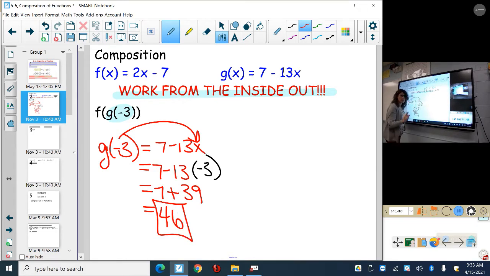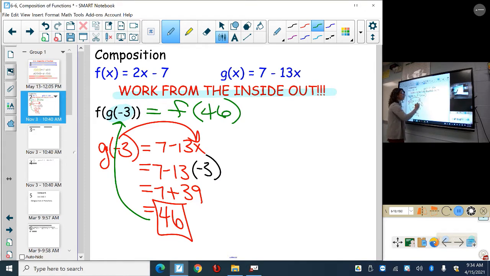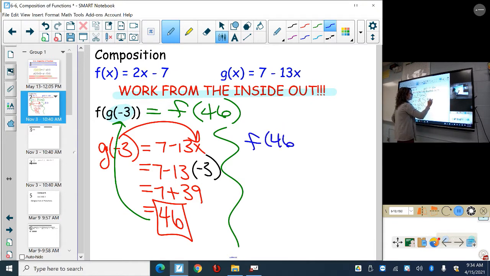So what this means is if I see g at -3, that is equivalent to the number 46. If I see 46, that is equivalent to g at -3. So with that being said, I can put this number right where g at -3 is understood to be. So what I'm actually calculating, g at -3 is 46. I'm now going to be calculating f at 46. Okay, so if I'm calculating f at 46, what that means is I need to then calculate f at the value 46.